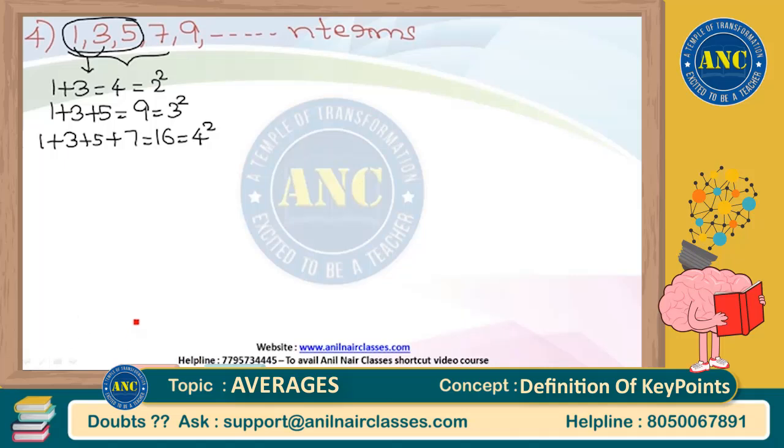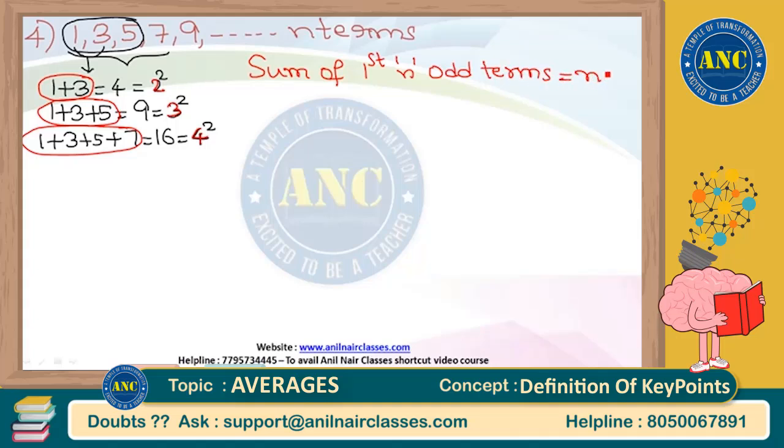If any odd number series you take, the sum of first 2 terms is 2 square. Sum of first 3 odd terms is 3 square. Sum of first 4 odd terms is 4 square. Similarly, in general, the sum of first n odd terms is always equal to n square. Right?